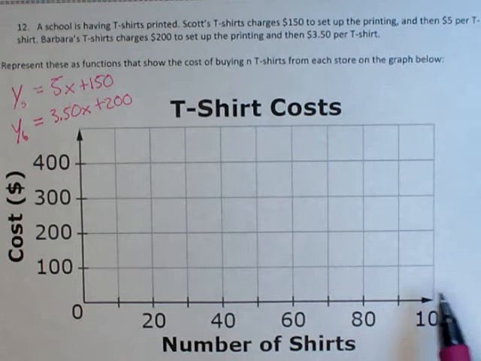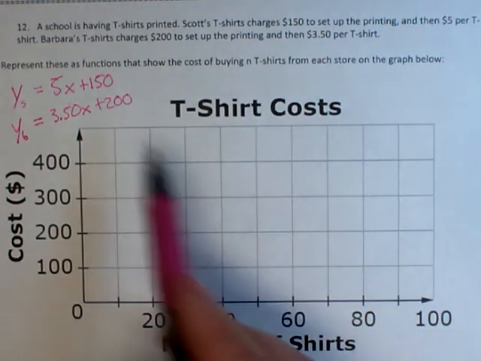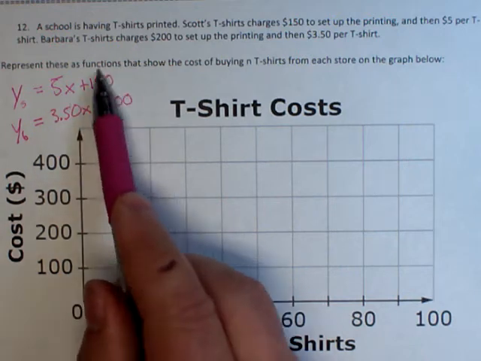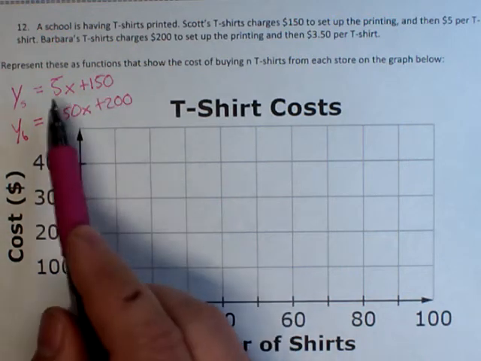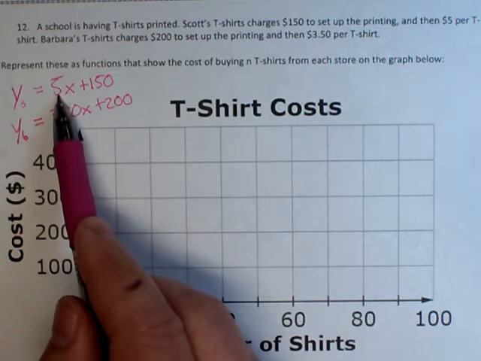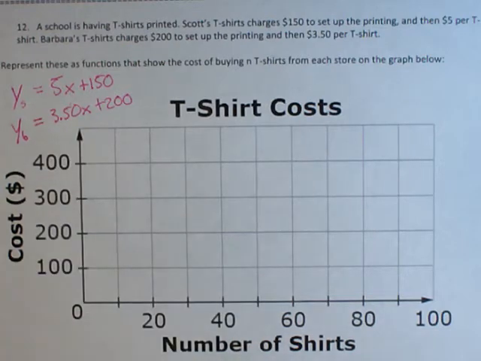So this is basically just a basic base and growth rate. So this is the base, it costs 150, and then for every t-shirt that they make, the cost goes up by $5. So 5 per shirt there. So now I just need to make a graph.